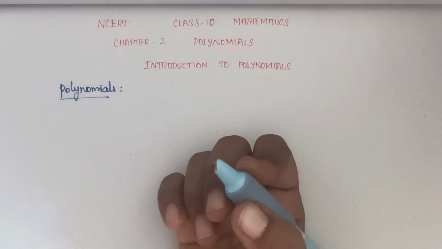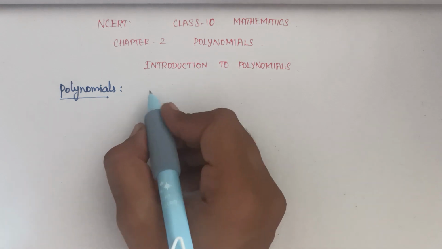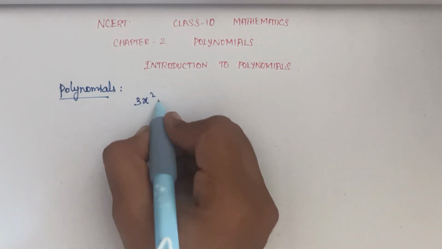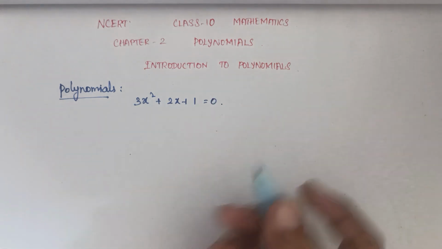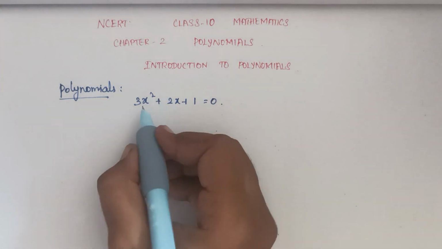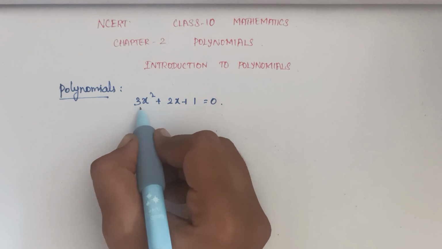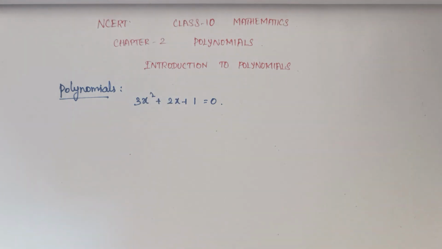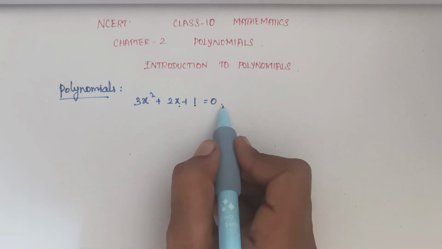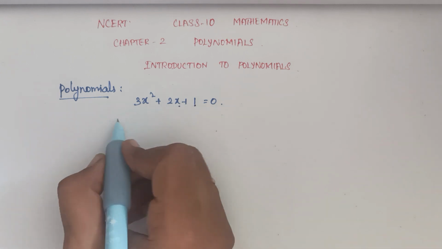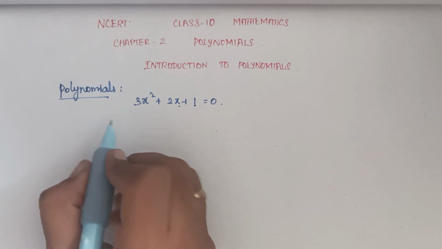Polynomials contain different terms. For example, 3x square plus 2x plus 1 is equal to 0. It contains different terms: 3x square is one term, 2x is one term, and 1 is one term. Each term contains one variable and one coefficient.